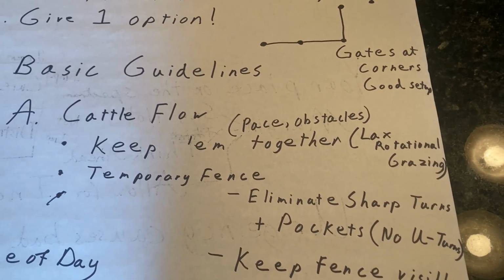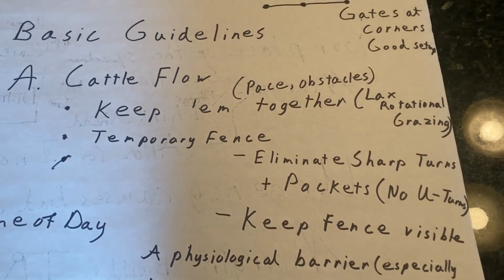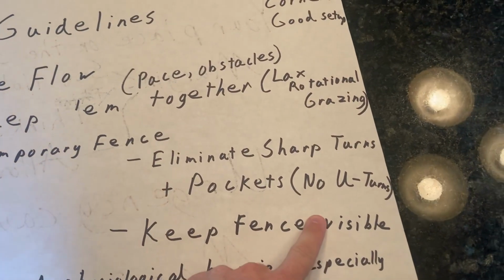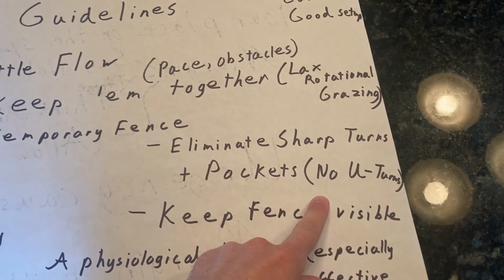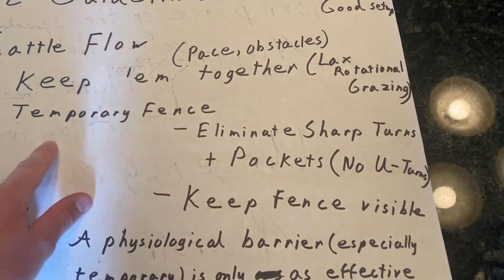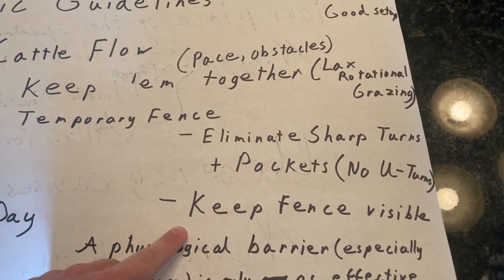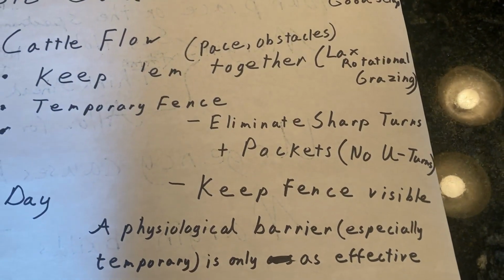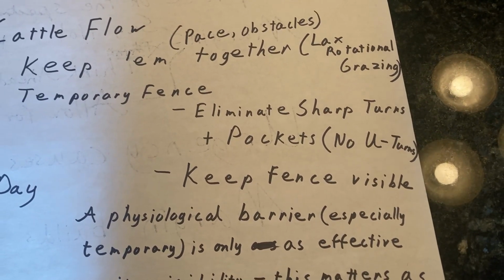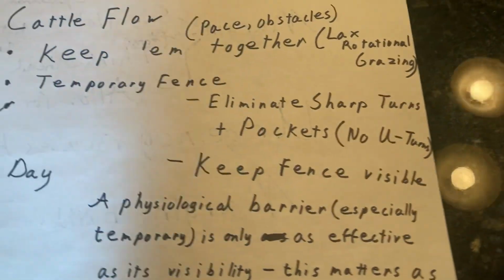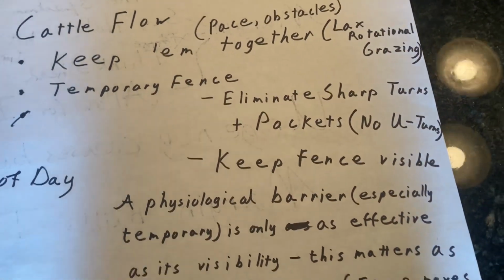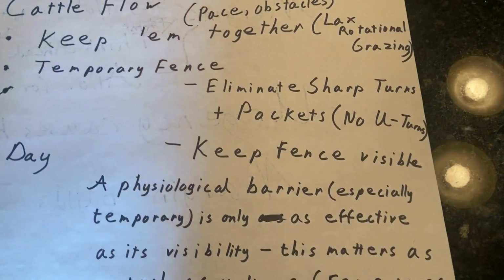Temporary fence for cattle drives. If there are any sharp turns or pockets, U-turns in your cattle drives, those are going to create a train wreck for you, and I'll explain more on that later. And temporary fence is also about keeping your fences visible. So if there's an area that's in the shade or maybe the vegetation is denser, you need to have extra posts in that area, or even a person or even ribbon on the fencing to make sure it's visible.